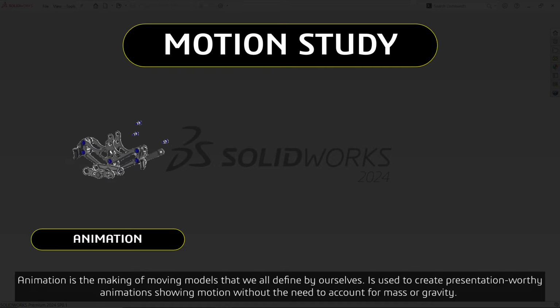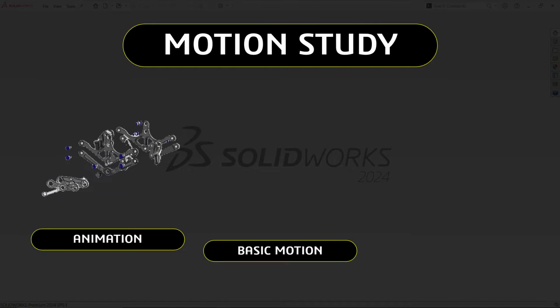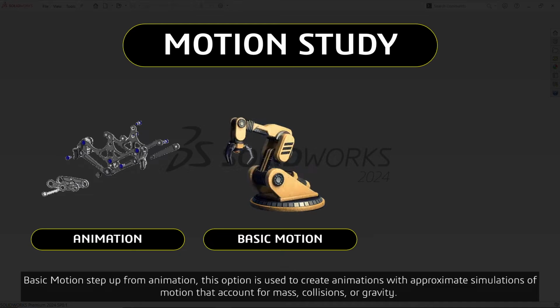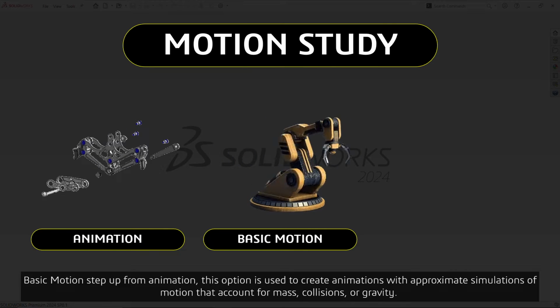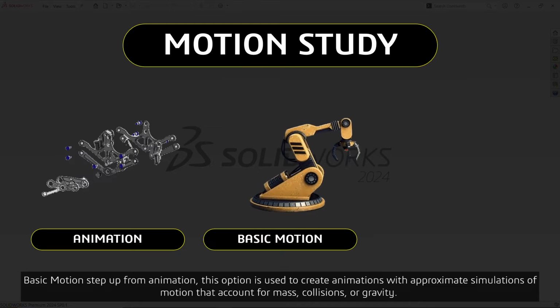Animation is the making of moving models that we define by ourselves. It is used to create presentation-worthy animations showing motion without the need to account for mass or gravity. Basic motion is a step up from animation. This option is used to create animations with approximate simulations of motion that account for mass, collisions, or gravity.